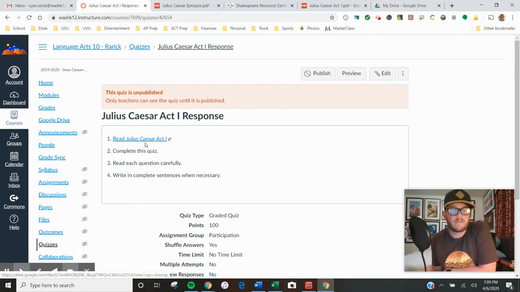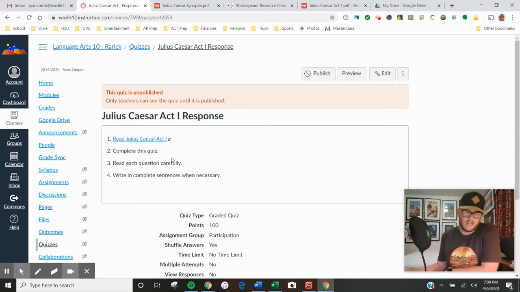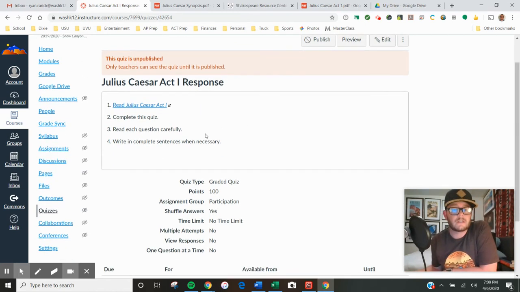But the instructions are pretty much the same. There will be a link for you to read the act. Then it says complete this quiz, read each question carefully. Traditionally speaking, sometimes questions will have multiple parts to them, and students often only focus on the first part or the last part, and you got to be able to answer all of them, not just one section. So read the question carefully and write in complete sentences when necessary. Any question that requires you to write is going to require you to write in complete sentences and sometimes even paragraphs. So pay close attention to that.